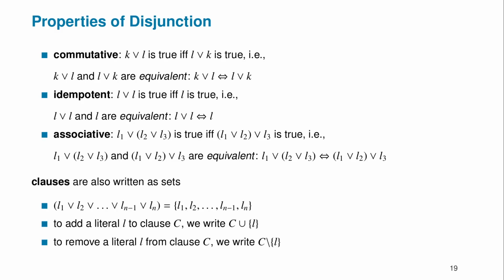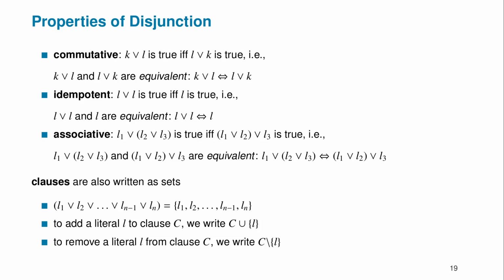And for this reason, we can have these huge clauses, and therefore we can also write clauses as sets. So this is sometimes very convenient. This means we do not have duplicates. A literal does not occur multiple times, and the order is not important, and this follows from these properties of disjunction.